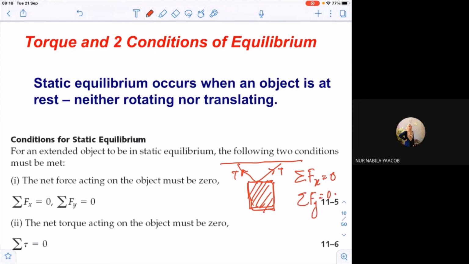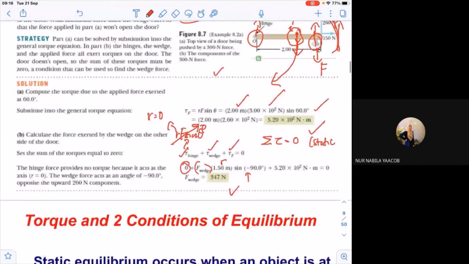But right now, since we have already discussed torques, you can apply the net torque acting on the object, which is static. So we can also apply summation of torque equals 0. The same thing happens here. Summation of torque equals 0.